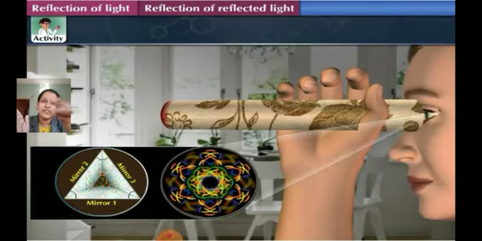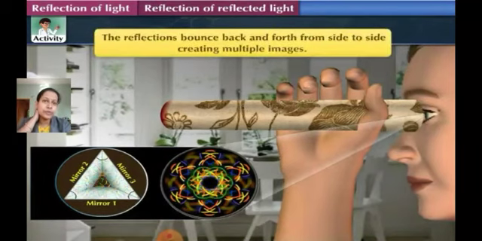So it is getting reflected multiple times, several times it is getting reflected. And suppose you have got one image now, a colorful image. If you want another image now, you need to turn the kaleidoscope this way. Then again, due to movement of the beads or the glass pieces, another image will be formed. So the reflection bounces back and forth from side to side, creating multiple images.